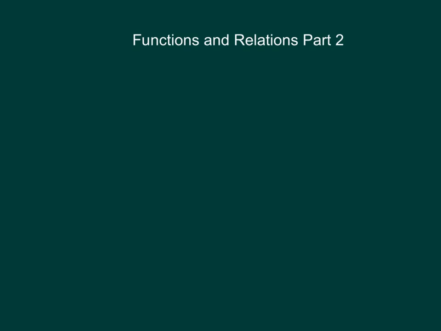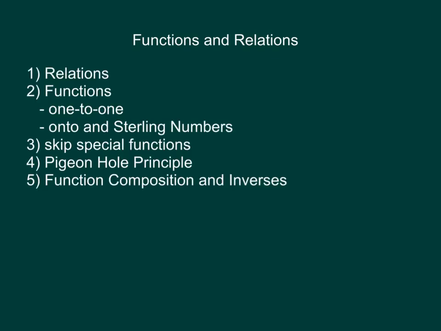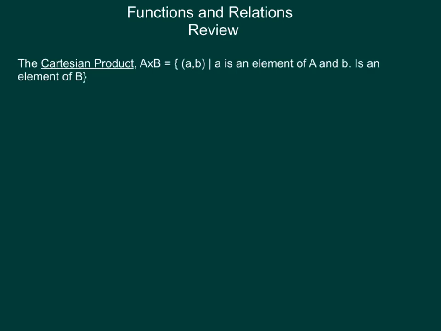Functions and Relations Part 2. In the Part 1 video, we discussed relations, functions, and we started discussing one-to-one and onto functions. We will continue in this video with functions one-to-one and onto, and then we'll go on to Stirling numbers. We will skip the special functions in your book and go on with Pigeonhole Principle, and finally we will look at function composition and inverses.